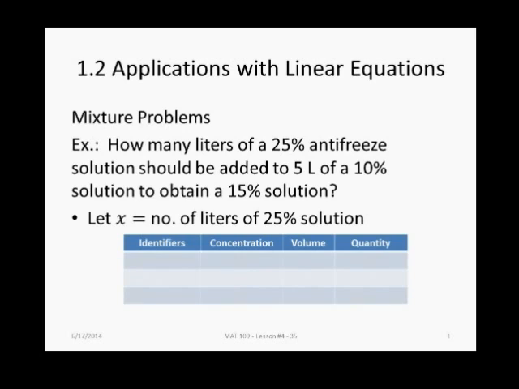I'm going to use the table again. My identifiers for this one are going to be 25% solution, 10% solution. Those are the 2 original ones I'm combining, and I want to wind up with a 15% solution. With that kind of terminology for my names, my concentrations are natural. My concentration for the 25% solution is 0.25, etc.